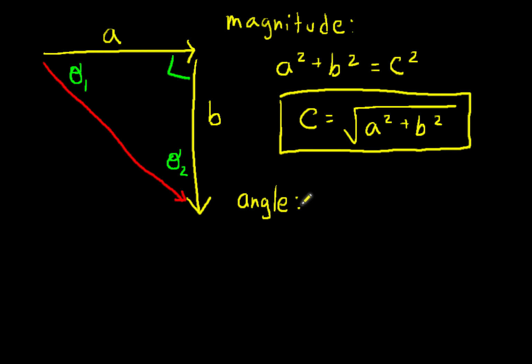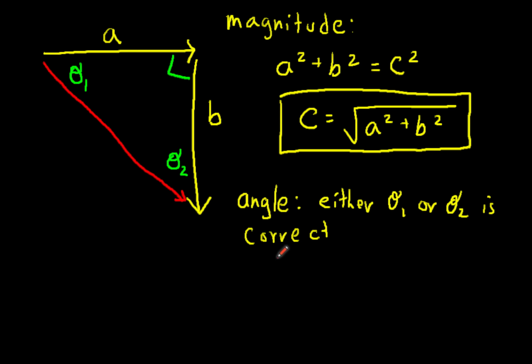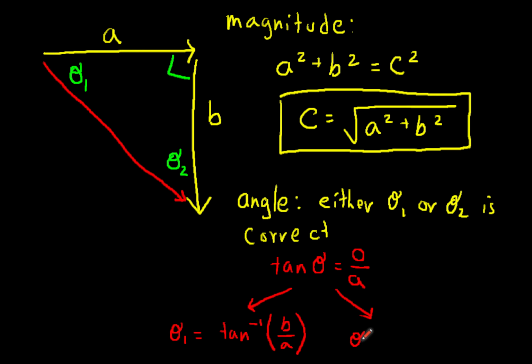To get the angle, we need to use trigonometry. Either theta 1 or theta 2 are accurate answers that we could give for the angle for the vector c. However, you need to make sure that your theta 1 and your theta 2 match the "of" statement that follows them. To find these angles, we use tan theta equals opposite over adjacent. For example, to find theta 1, we use tan negative 1, where the opposite to theta 1 is b and the adjacent is a. To find theta 2, it's the opposite, tan negative 1, a over b.